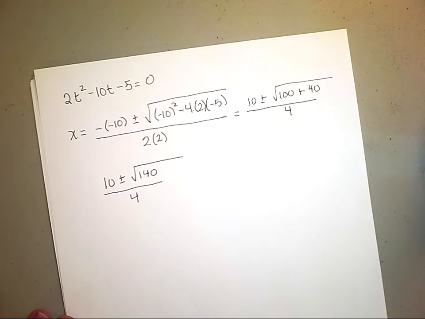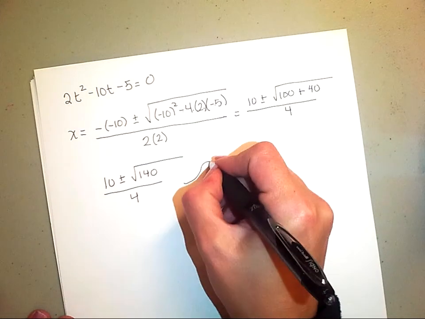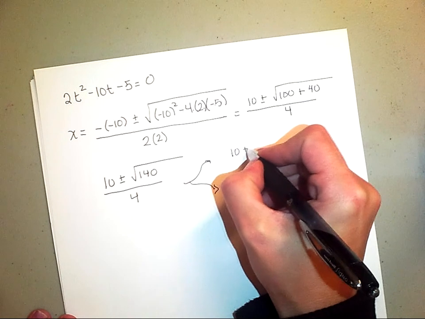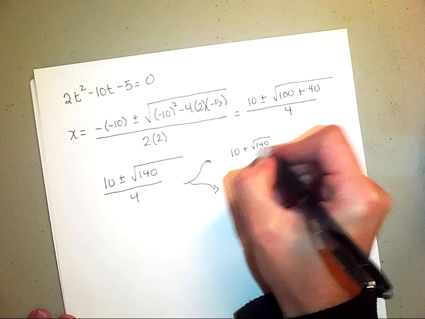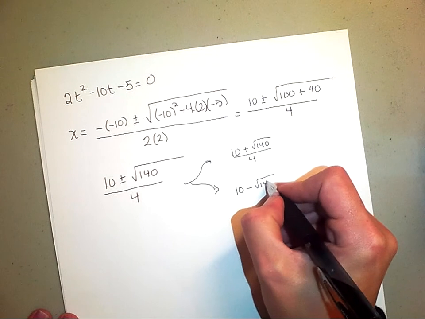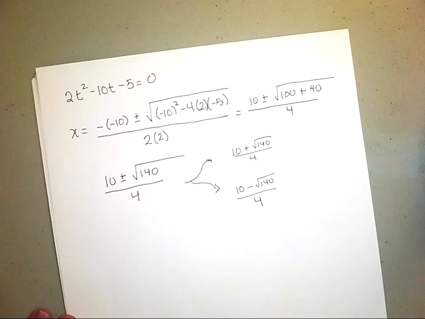And we could simplify the radicals and move on as necessary. But for right now, to try and answer the question as an exact answer, here we have 10 plus the square root of 140 over 4. And here we have 10 minus the square root of 140 over 4.